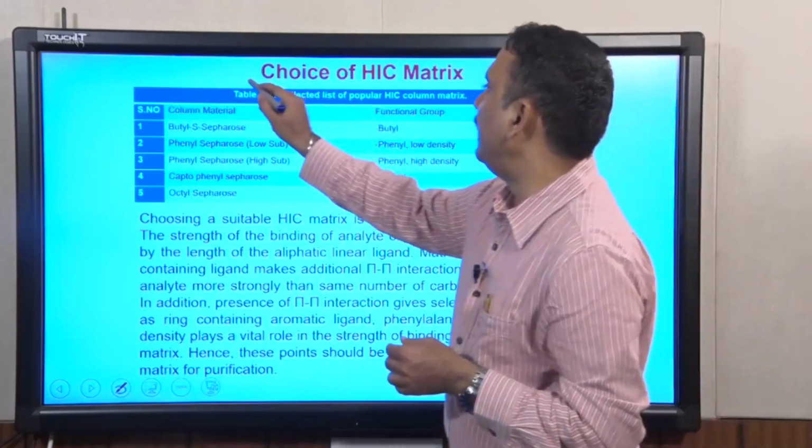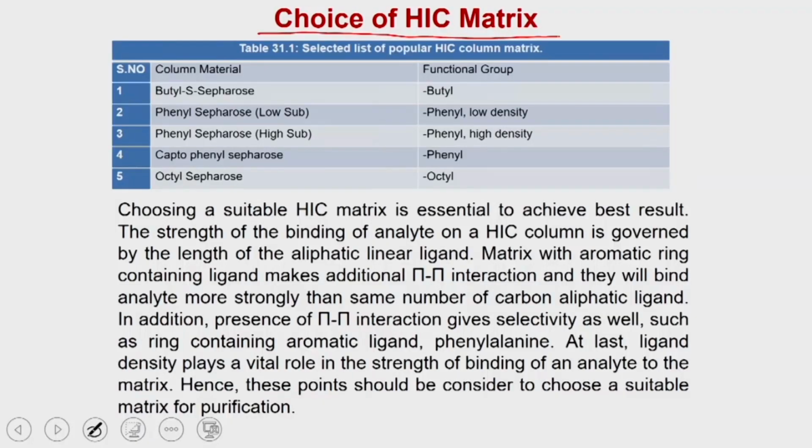So, for the choice of HIC matrix, I have given a few examples like butyl sepharose, phenyl sepharose, high substituted and low substituted. Then we have capto phenyl sepharose and octyl sepharose. You can have many more molecules. So, you have the flexibility of having either aliphatic groups or aromatic groups attached to the beads, and accordingly these molecules are going to have differential affinity.